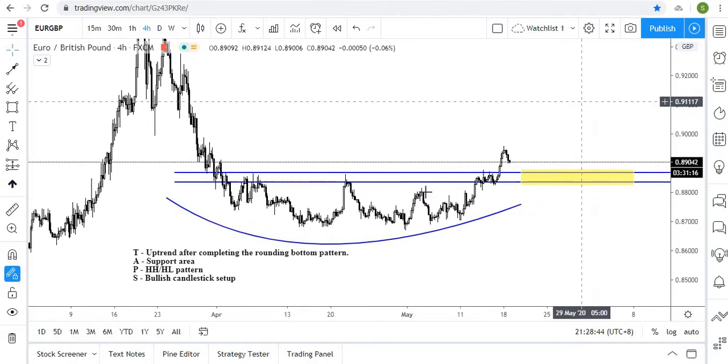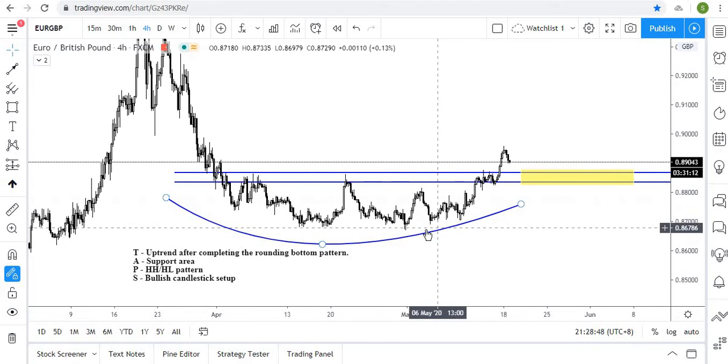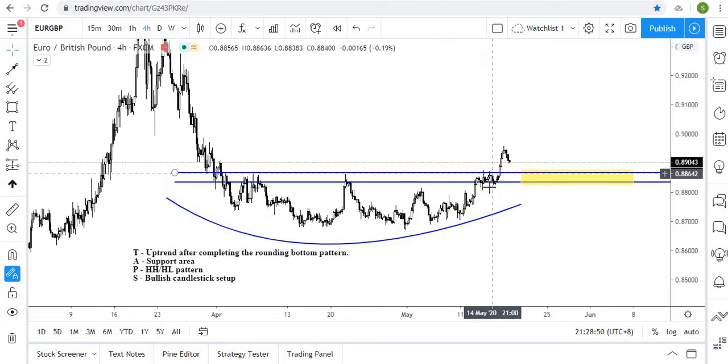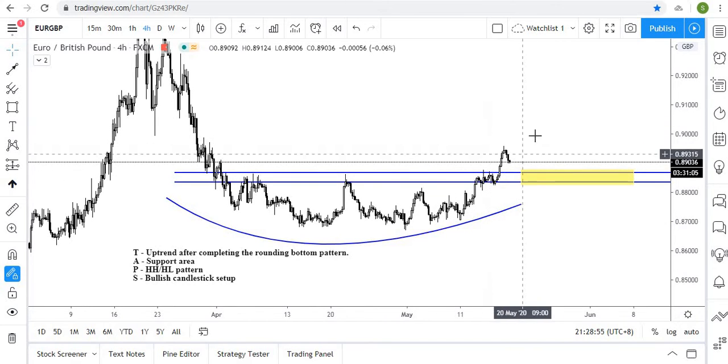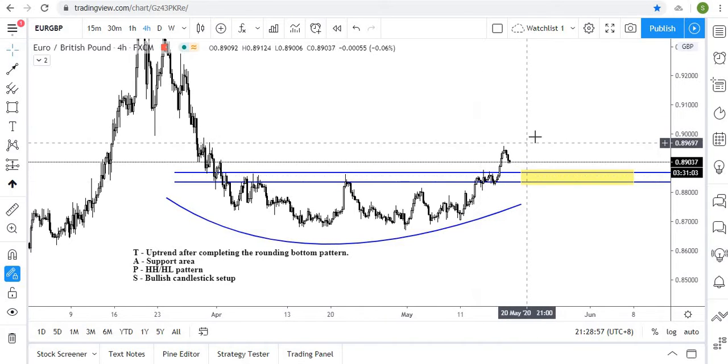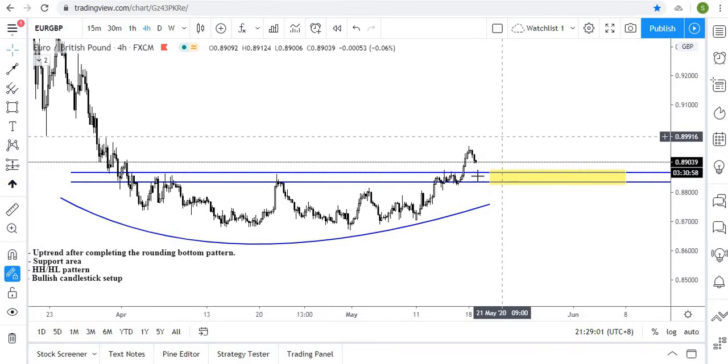On the 4 hour chart, you can see there was a build up last week, and this is a very nice higher high, higher low pattern. So first push and second push. Now the price has closed above the resistance area, and is having some pullbacks. Not sure how deep the pullback will be.